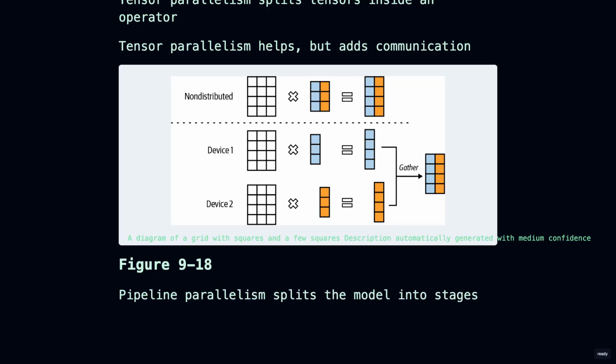Pipeline parallelism divides the model into distinct stages and puts each stage on a different device. As data moves through the stages, different devices can work on different microbatches at the same time.